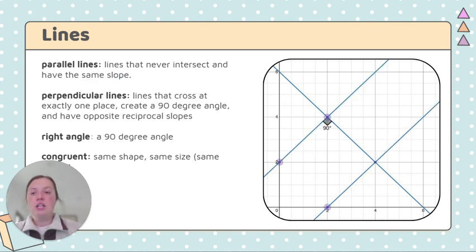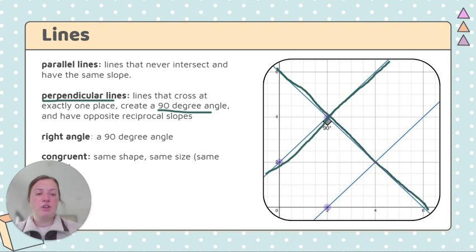Perpendicular lines are lines that cross at a 90-degree angle. So we actually have 2 sets of perpendicular lines because we have a transversal here. If you remember what a transversal is from our last unit, it's just a line that cuts more than one line. And we have parallel lines here. Every single angle here cut by our transversal, because it's a perpendicular line, is a 90-degree angle.